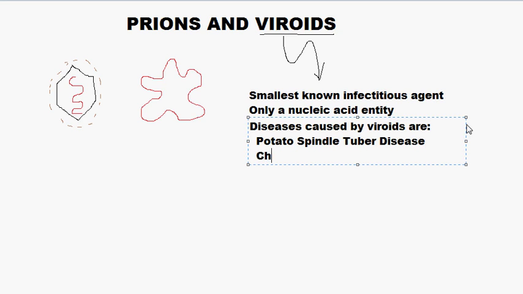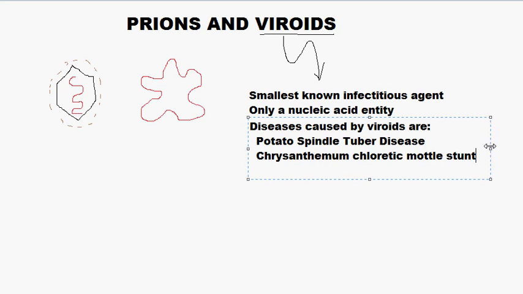So let me write the disease: chrysanthemum. If you know what a chrysanthemum is, it is also a kind of plant. Chrysanthemum chlorotic mottle stunt. Okay, another disease, and there are many such diseases like this. These viroids were first discovered by Diener and Raymer, I'm sure I'm mispronouncing it, in the year 1971. So not very old. Quite a new discovery.